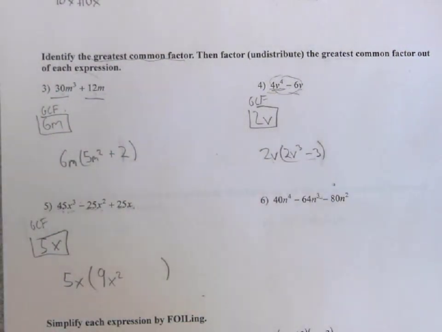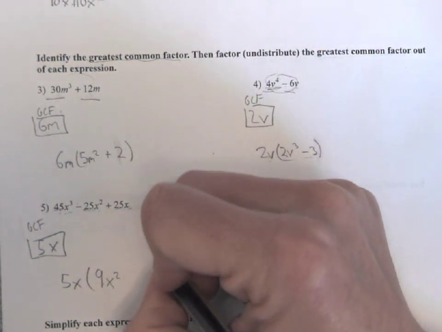That's totally fine. But let's just double check. 5 times 9 is the 45 I wanted. Okay, check. x times x squared is the x to the third I wanted. Awesome. Okay. Again, I ran out of room here.